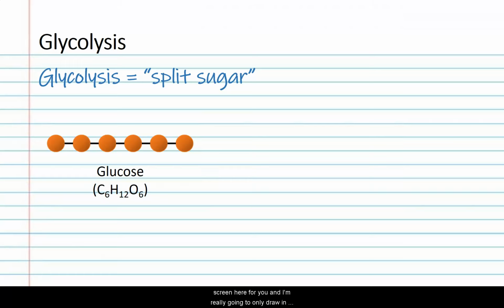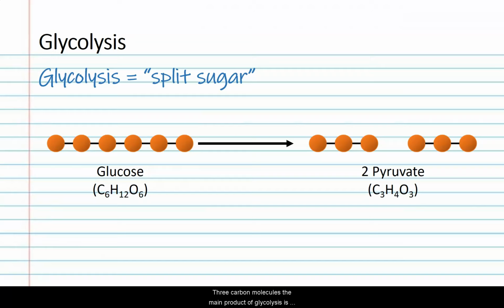Through glycolysis, we're going to release a little bit of that energy, and we're going to break that molecule in half. So we're going to go from one 6-carbon molecule to two 3-carbon molecules. The main product of glycolysis is pyruvate or pyruvic acid. Those two terms are used interchangeably. All right, so that's where the carbon goes.